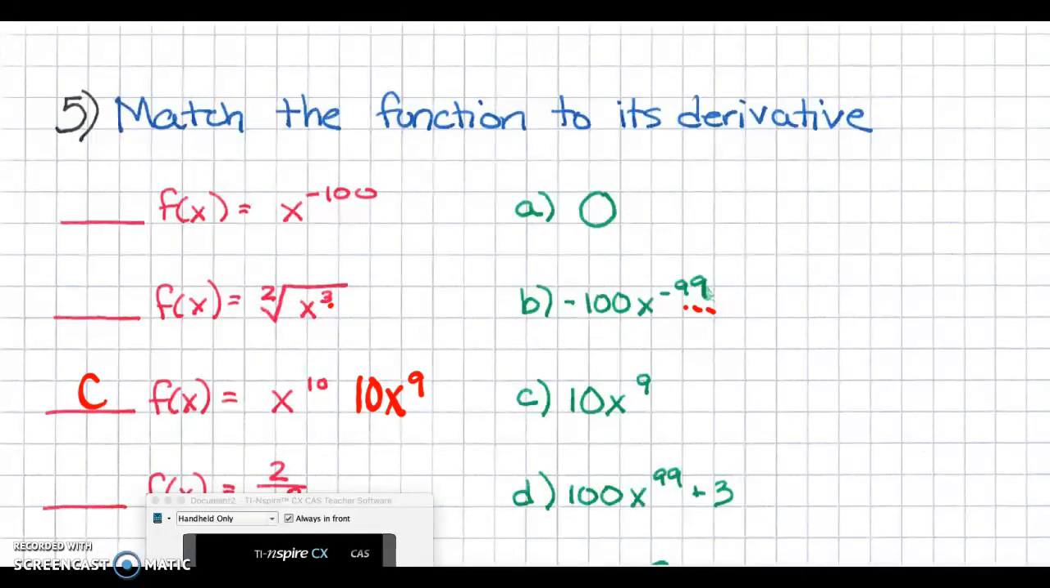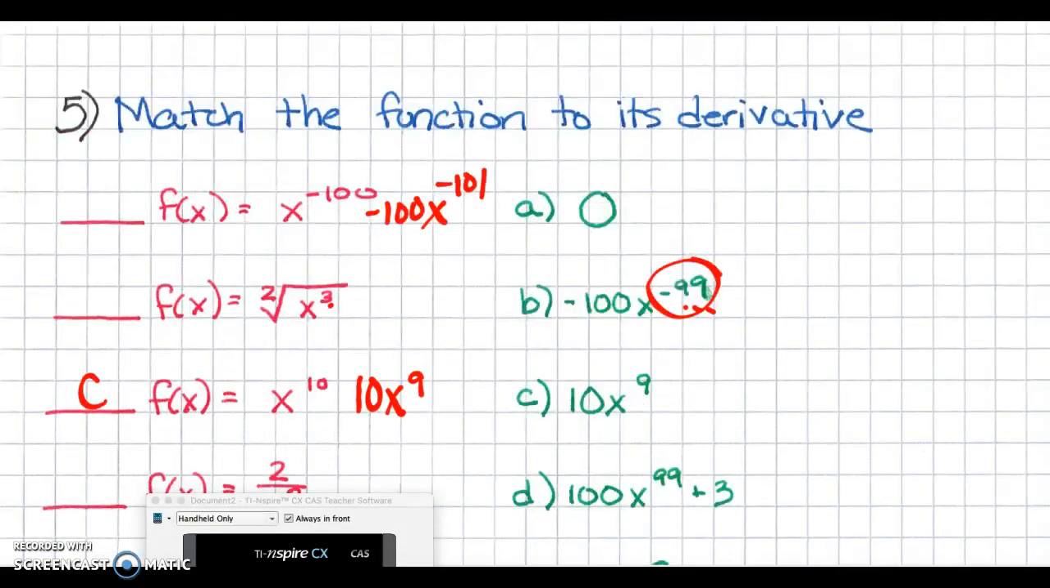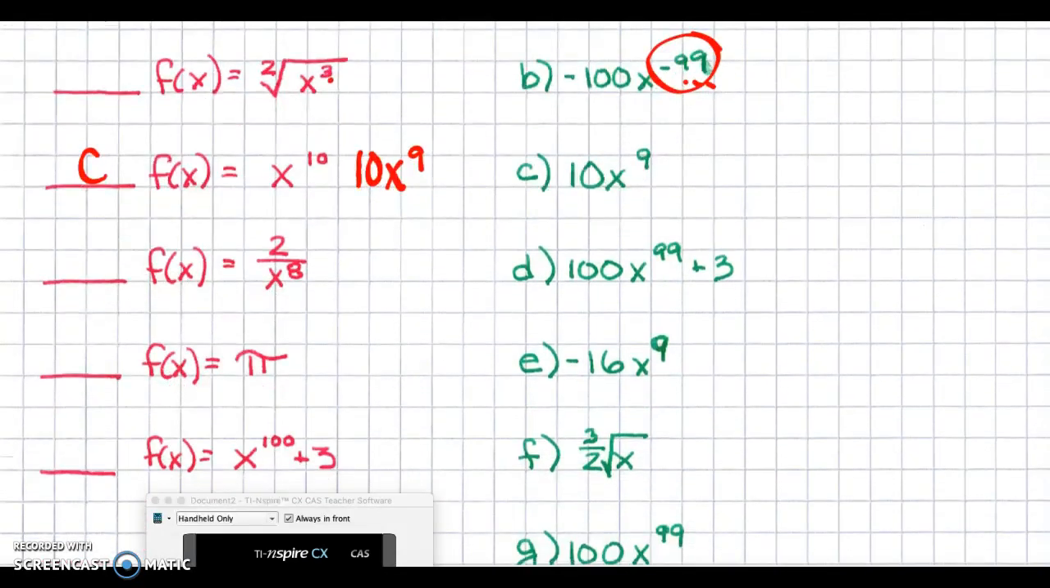Derivative of x to the negative 100 is negative 100x, and I have to go down 1 unit to the negative 101. It's not to the negative 99, so that one is choice I. And you're not going to do the ones that we're not filling in now. You'll see why.